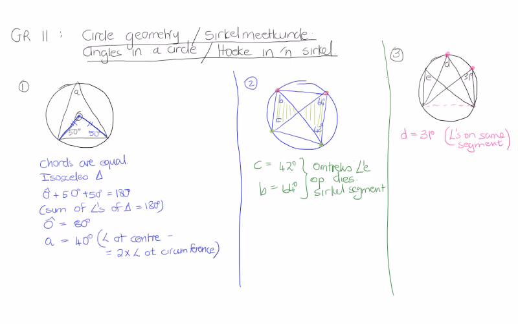Okay, and then the other two that's equal, now you can see that E and 31 is also equal because they are also on the same segment. So angle E is also equal to 31, and this time I'll give the reason in Afrikaans. Hoeke op dieselfde segment.